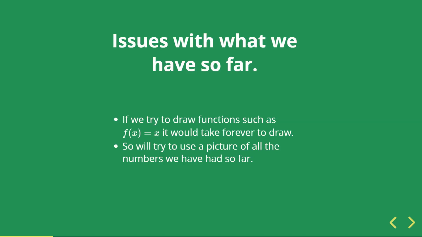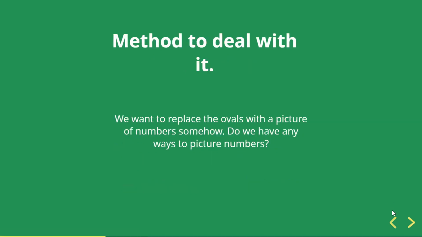So we'll try to take a different picture. We're going to try to use a picture of numbers instead of those circles we had before. And to do that, we need a natural way to represent numbers, and the way we've seen so far is actually a number line. So our method to deal with it is that in the original picture of a function, we're going to replace the ovals with a number line.